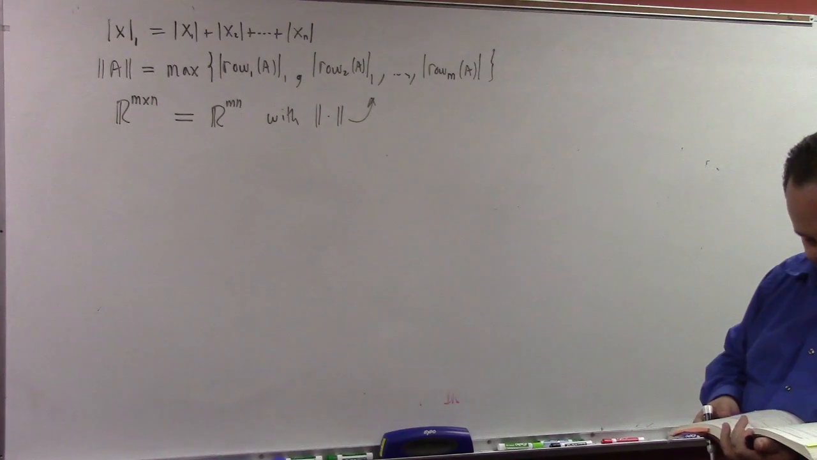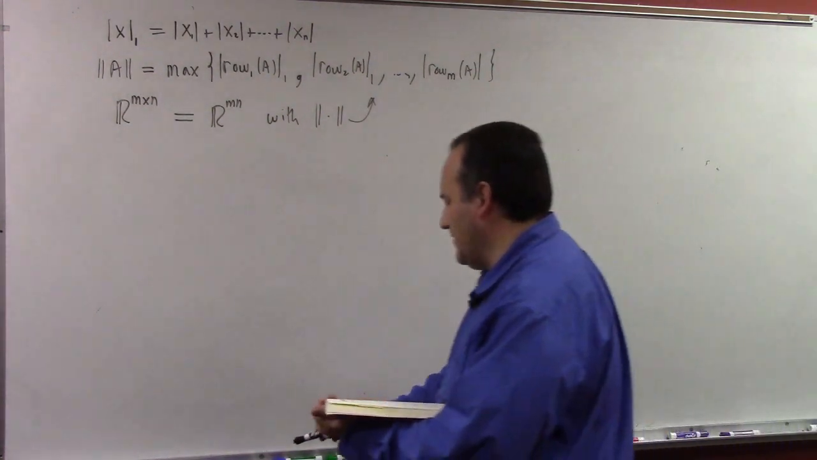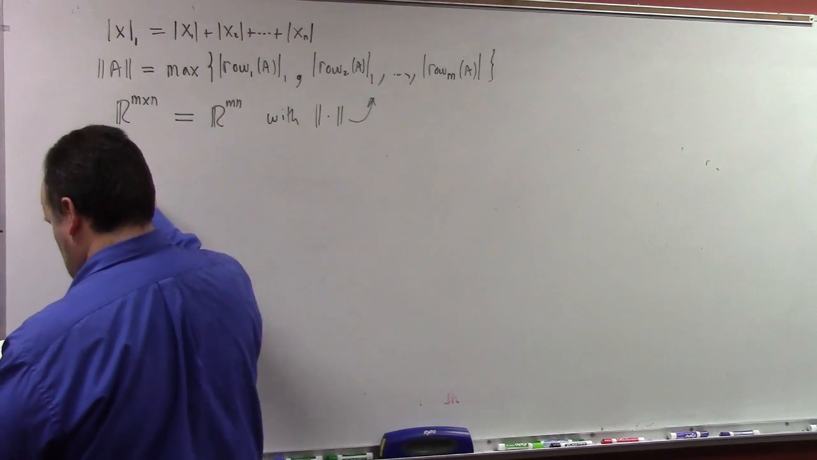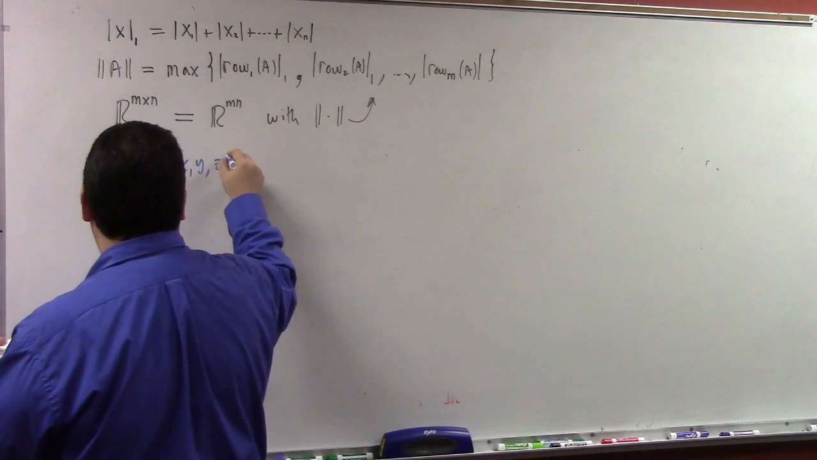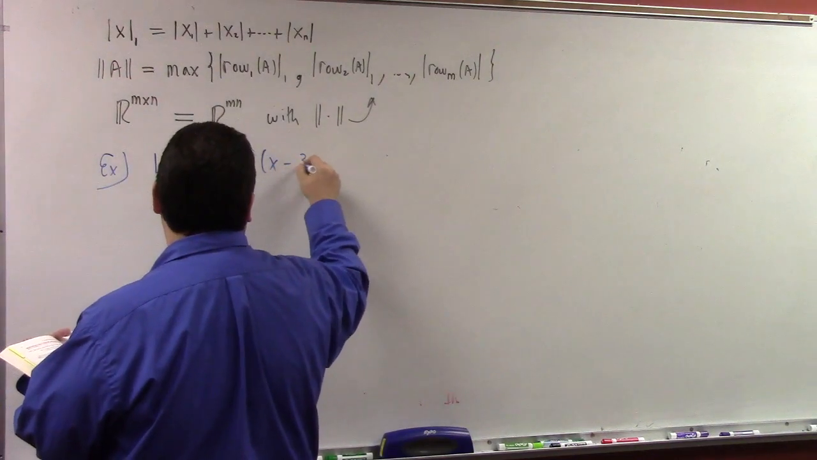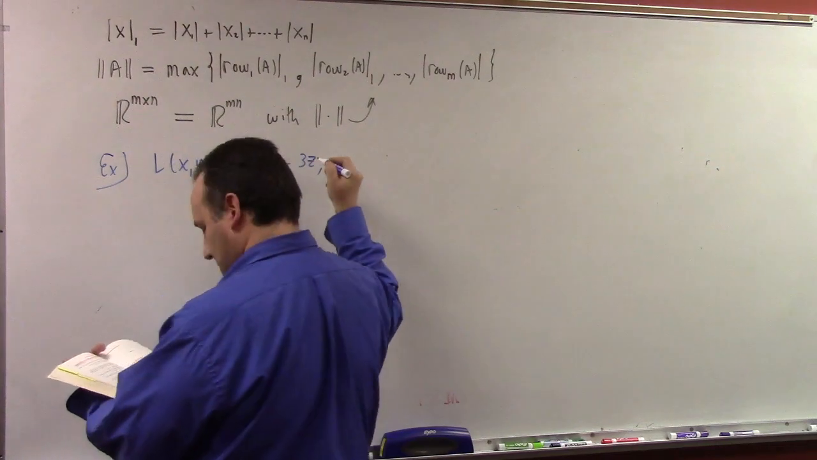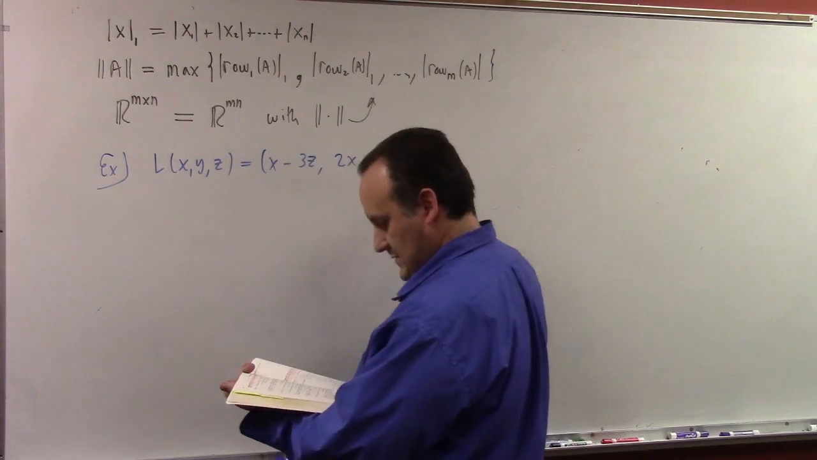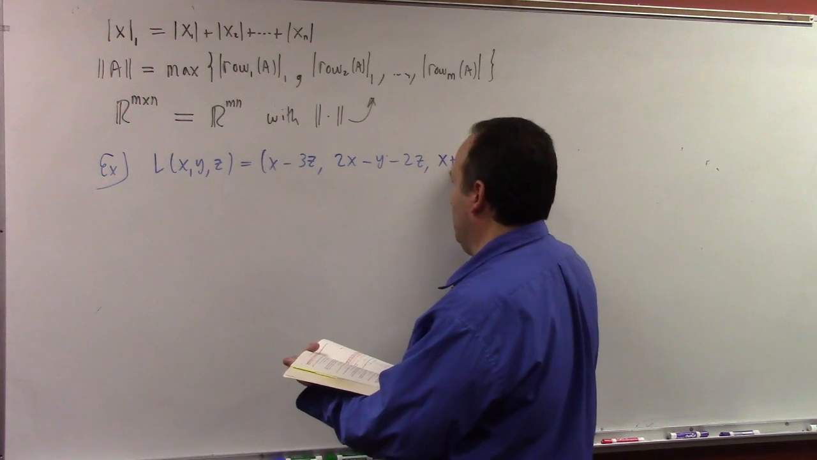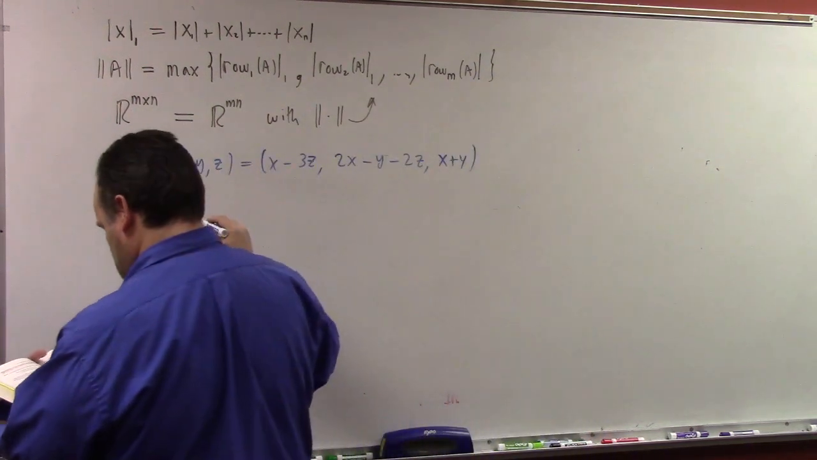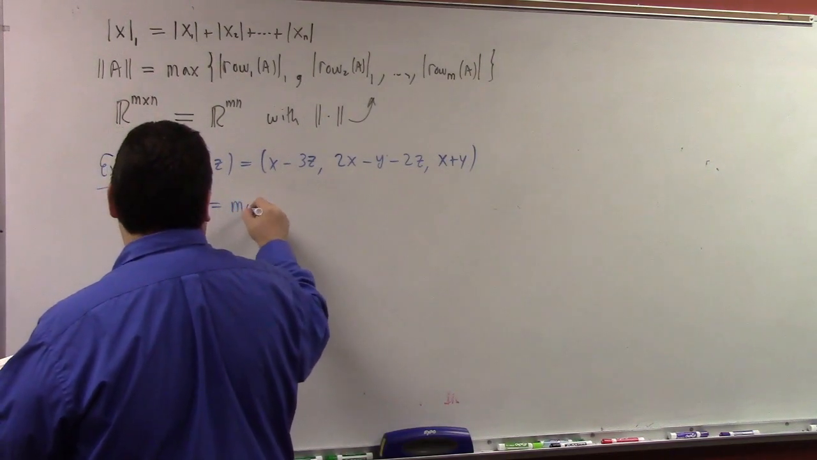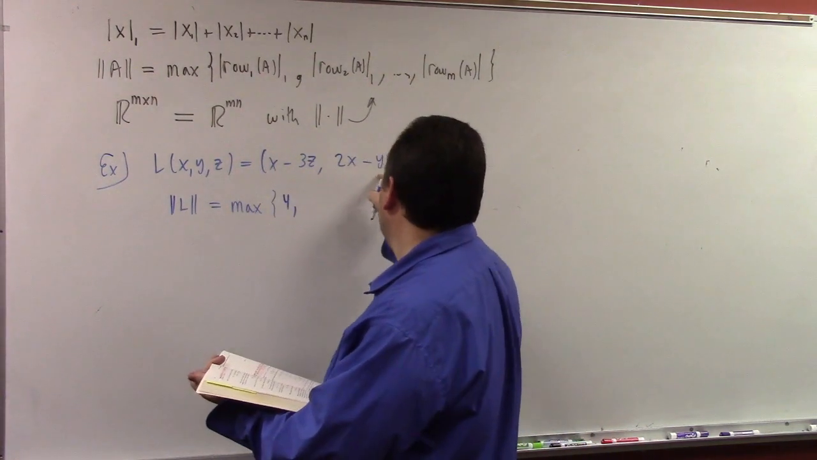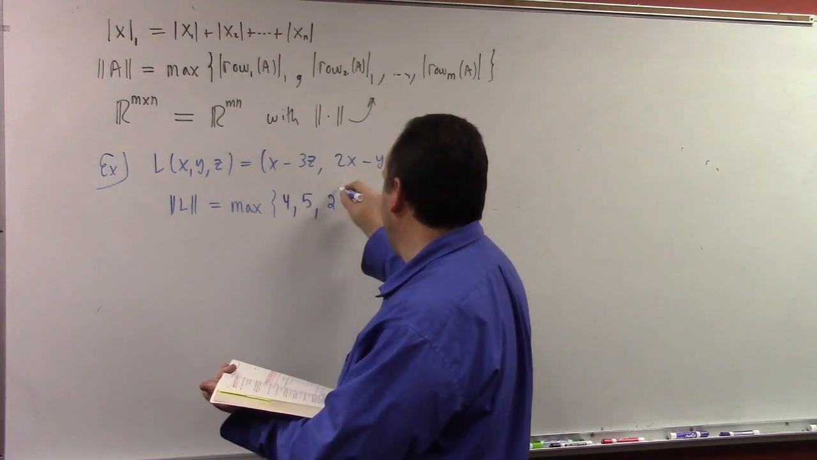And so then, let me just show you part of the reason he's doing this. If you have an example, L of x, y, z equal to x minus 3z, and then 2x minus y minus 2z, and x plus y. Then the norm of L is simply the maximum of, so you just look at this and go 4, 5, 2, it's 5.